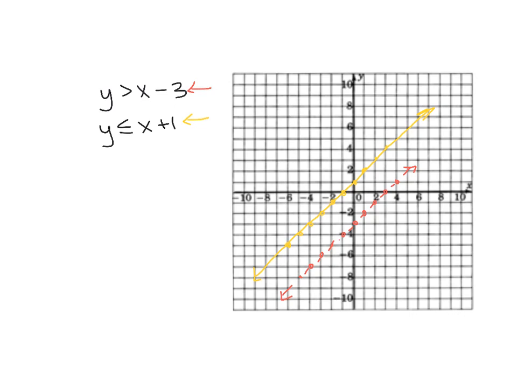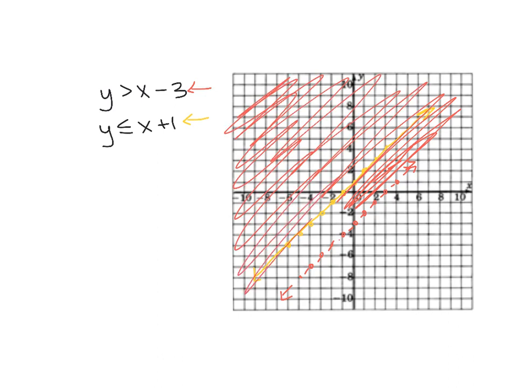Now we're going to go ahead and shade. So y is greater than, so we're going to shade above the red line. And yellow is less than, so we're going to shade below. Okay, so the solutions that we have are all in between these parallel lines.